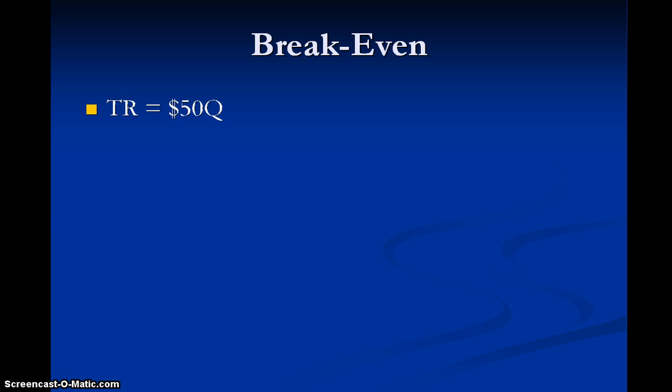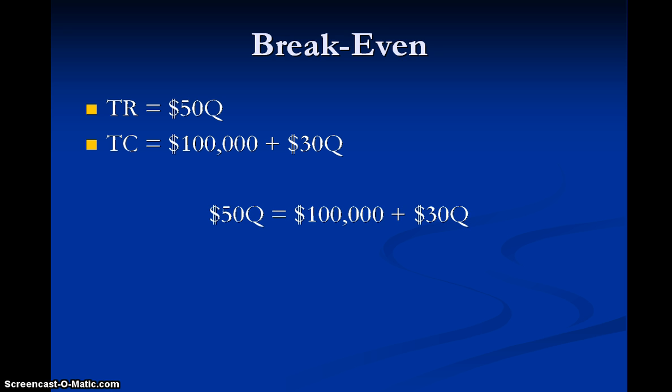So what we're going to do here, we have our total revenue equals $50 times the quantity we make. Our total cost is 100,000 plus $30 times the quantity we make. So we're going to set the total revenue equal to total cost. We'll move all of our Q's to the left and we would get an answer of Q equals 50,000. So this tells us if our volume is 50,000 or more, we'll make a profit. If it's under 50,000, we'll lose money.